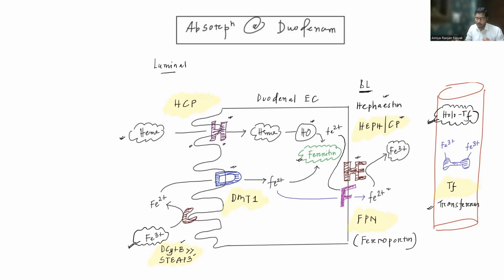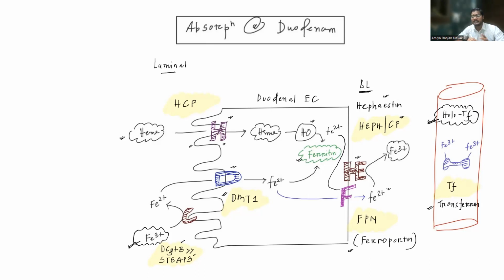Non-heme iron, or the ferric form of iron, or the inorganic iron, will first be converted to ferrous form with the help of duodenal cytochrome B or STEAP3. In the duodenum, it is duodenal cytochrome B which is predominant. After it is converted to ferrous form, it will be taken up into the cell through a channel protein known as DMT1, divalent metal transporter 1. Inside the cell, this ferrous form can either be stored or transported out of the cell. How is the ferrous form of iron transported out of the cell? It is by another channel protein that is known as ferroportin.